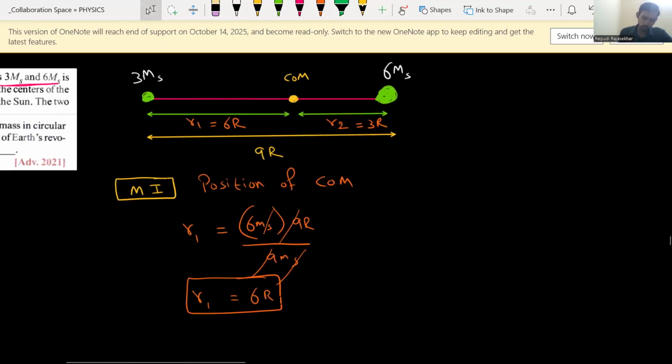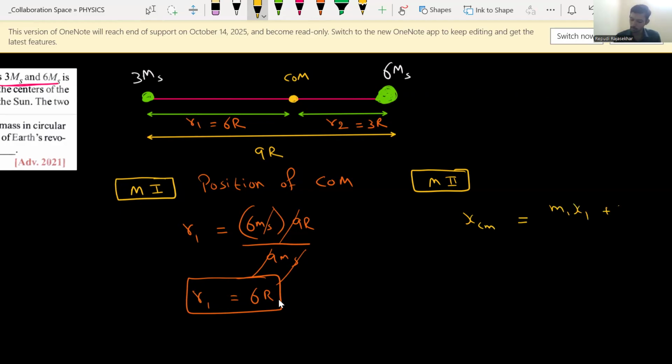What is method 2? Method 2 here. Finding position of center of mass. Take XCM. XCM equals to, for two particle system, what is the equation I have given? M1 x1 plus M2 x2 divided by M1 plus M2. So by using this formula also you will get, you can take here x1 is 0, x2 value is 9r, and then simplify the equation. You will get the same answer. Answer will not be changed. Same answer you will get.